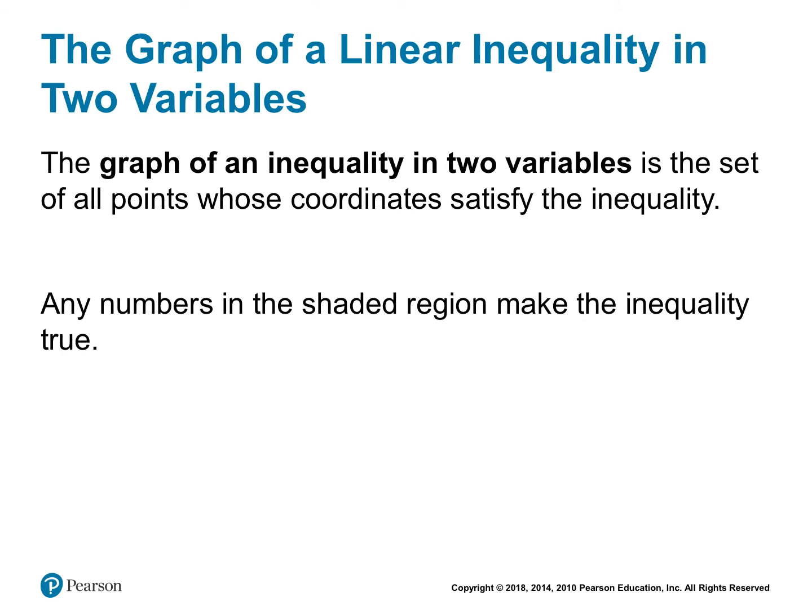The graph of the inequality is the set of all points whose coordinates satisfy the inequality. So you'll end up with a shaded region. Anything in that shaded area is going to make the inequality true. So if it was just a linear equation, it would just be a straight line, and anything on the line would make it true. But this time it's anything above or below the line in the shaded area that would make it true. There's a variety of solutions instead of just one.